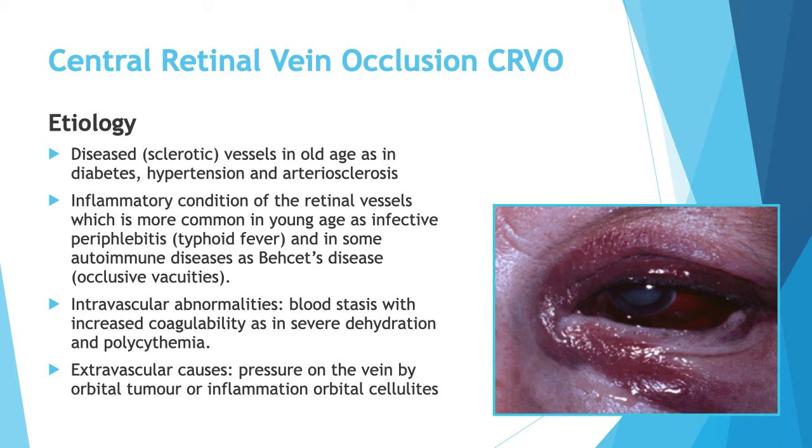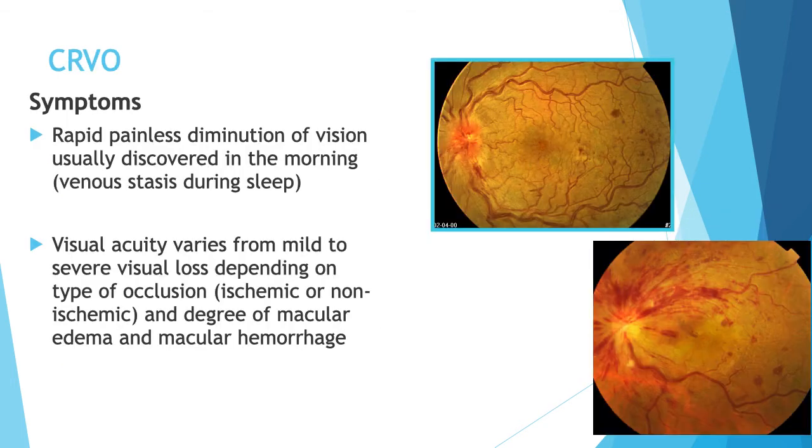The last cause is extravascular cause, pressure on the vein by orbital tumor or inflammatory orbital cellulitis or hemorrhage. Like the picture here in the left side, this patient had a tennis ball trauma with severe hemorrhage under the skin, under the conjunctiva, inside the eye, and in the retrobulbar space behind the globe, where it presses on the optic nerve, and the optic nerve has the vein and artery, and the first one to be occluded is the vein because the pressure inside the vein is lower than the pressure inside the artery.